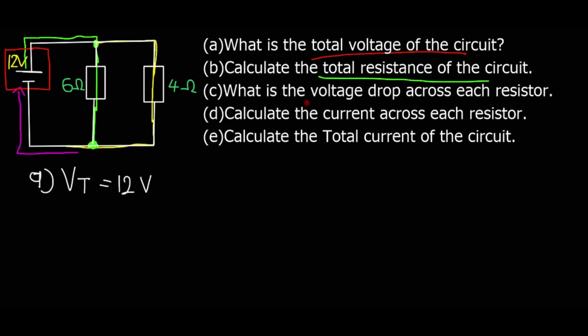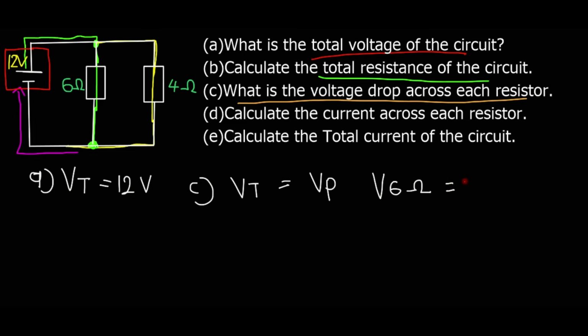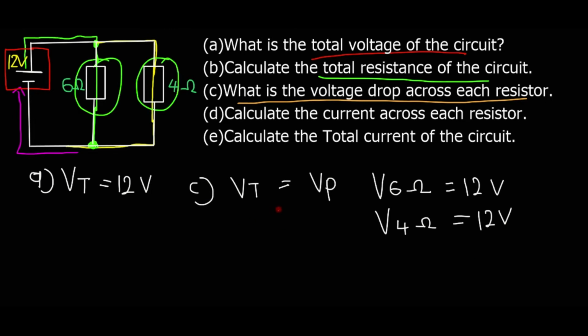Part C here, what is the voltage drop across each resistor? You can do it here, because in parallel circuits, V total is equal to V parallel, so it means voltage is the same everywhere. Therefore the voltage of the 6 ohms is 12 volts, and then the voltage of the 4 ohms is also 12 volts. So voltage is 12 volts, even this one is 12 volts, because voltage is the same in parallel circuits. So let us look at part D.